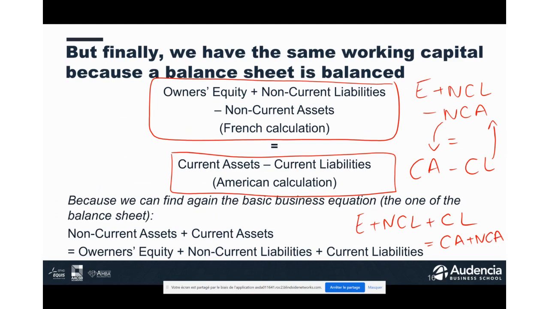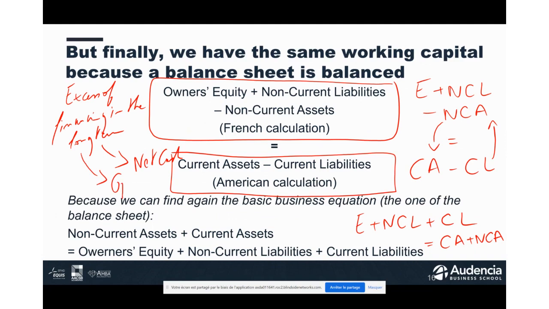So it means if you have an excess of financing in the long term, so the excess by comparison with what you need because of the investments in property, plant, equipment, intangible assets, and so on, you can use it in order to finance the cash or the net cash. So you use the excess in order to have the net cash and in order to finance the operating working capital.